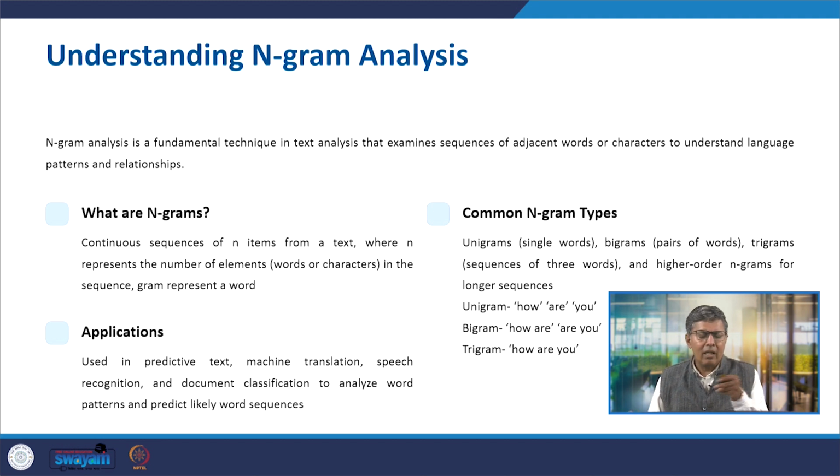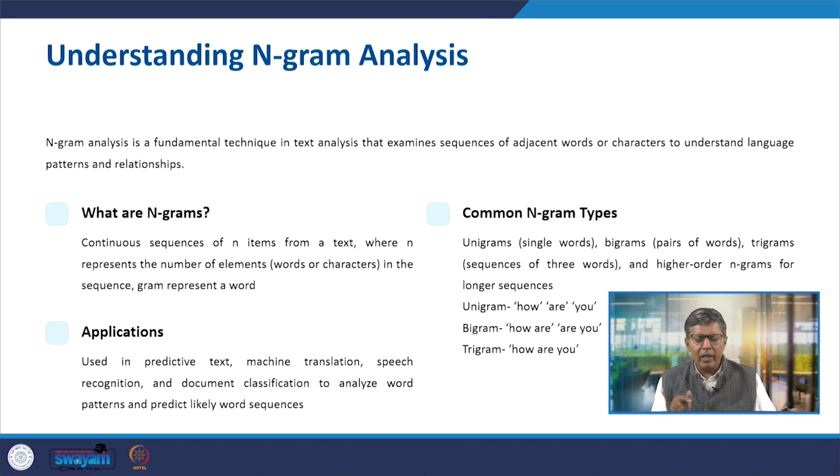Suppose I make it two words, let us say understanding n, n-gram, gram analysis. So I can have multiple combinations. If I have a 3-gram, or trigram, then we say understanding n-gram, n-gram analysis, for example. So each word is nothing but the gram, and 1, 2 or 3 depends on how many you want to take.